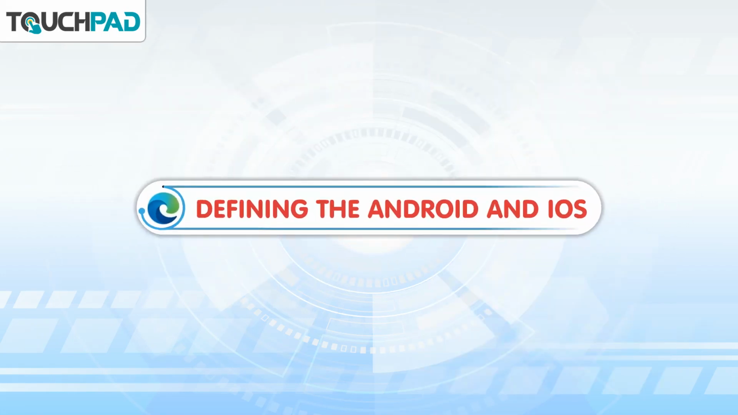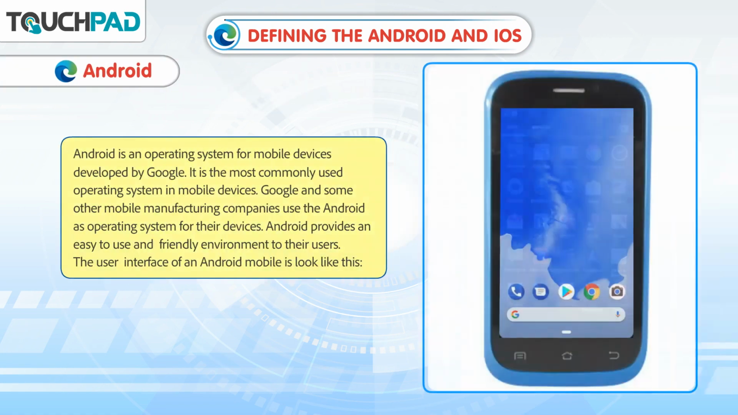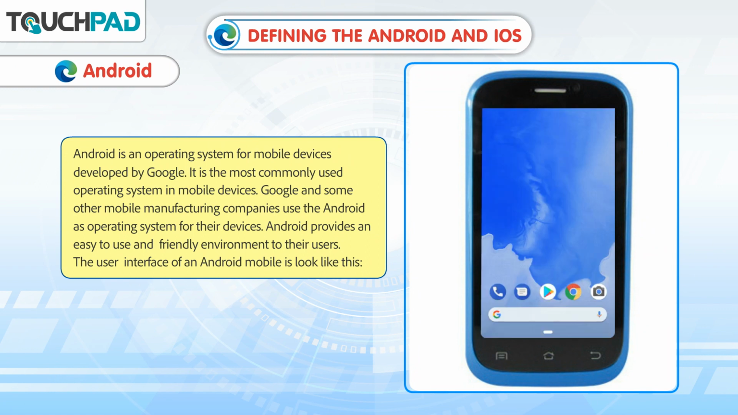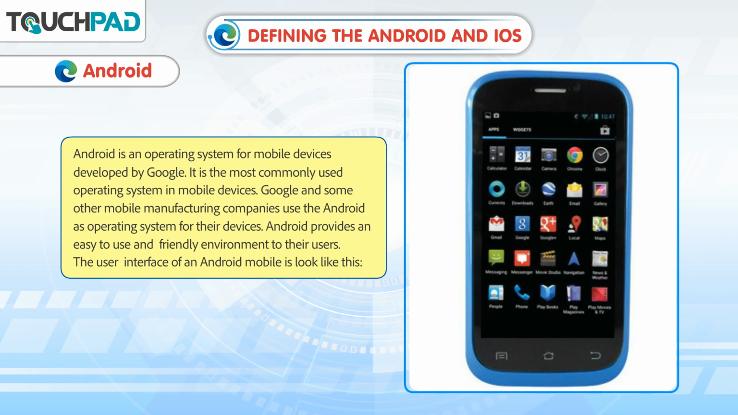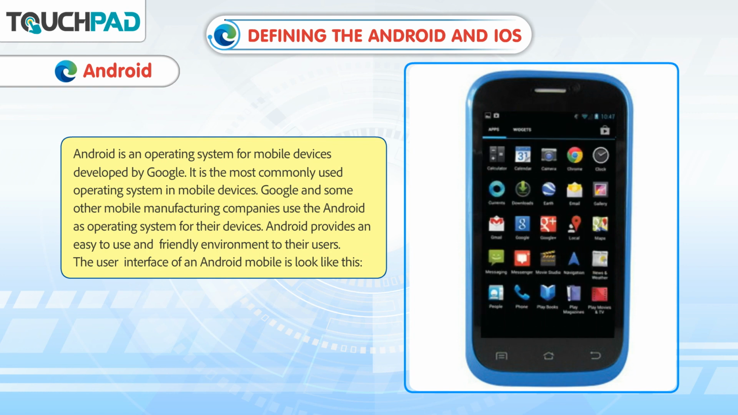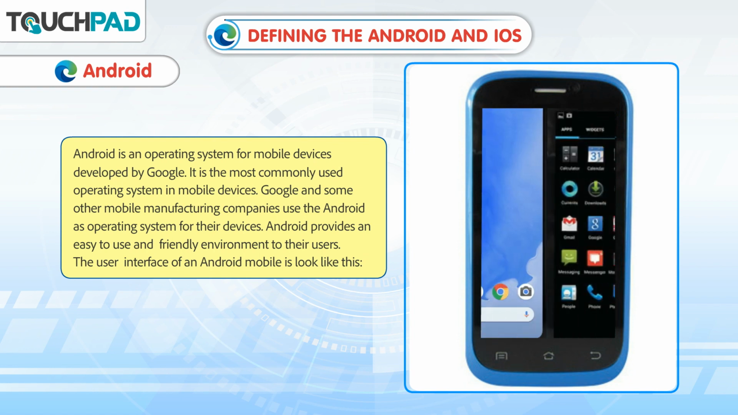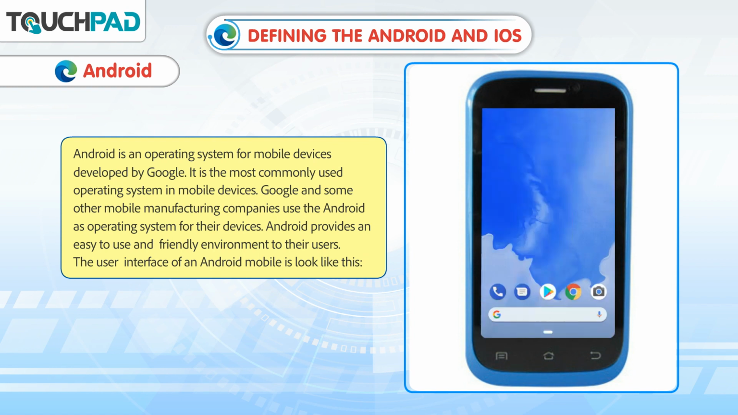Defining the Android and iOS. Nowadays, most of the mobile devices run on Android and iOS. Android. Android is an operating system for mobile devices developed by Google. It is the most commonly used operating system in mobile devices. Google and some other mobile manufacturing companies use the Android as operating system for their devices. Android provides an easy-to-use and friendly environment to their users.